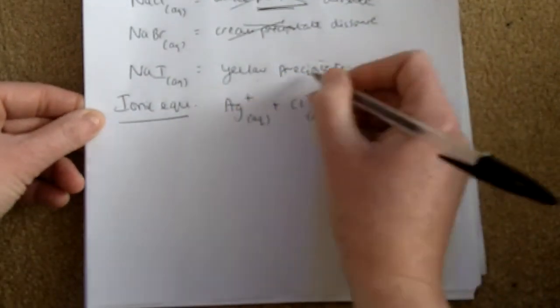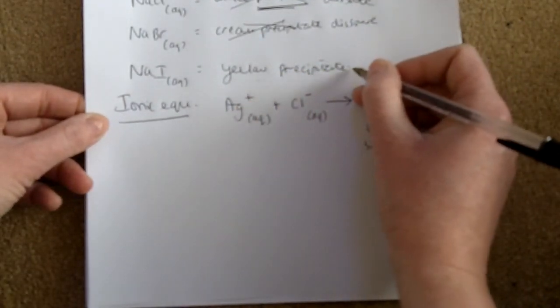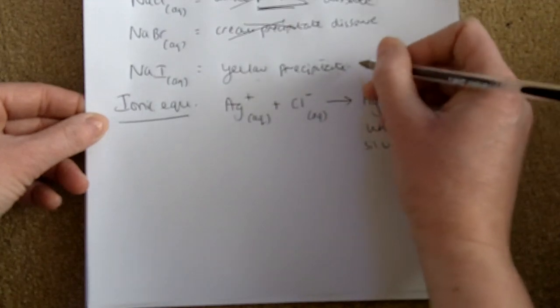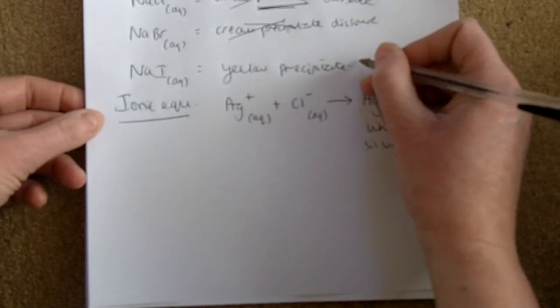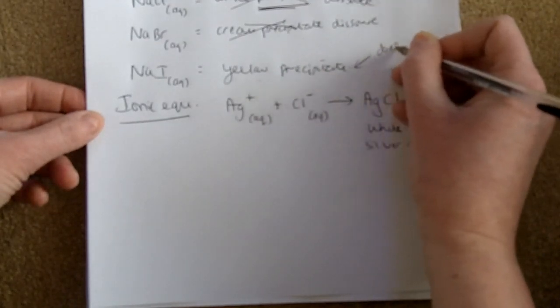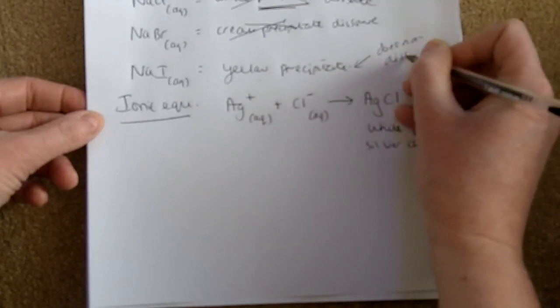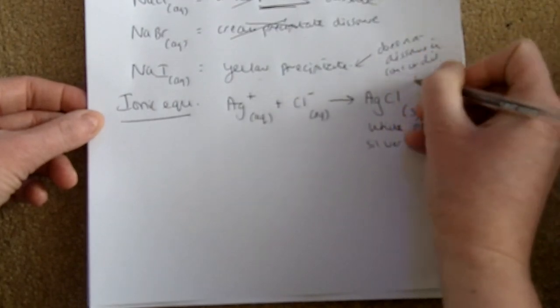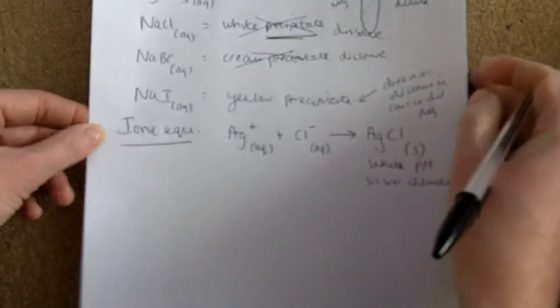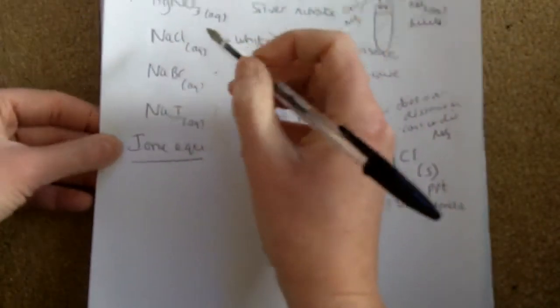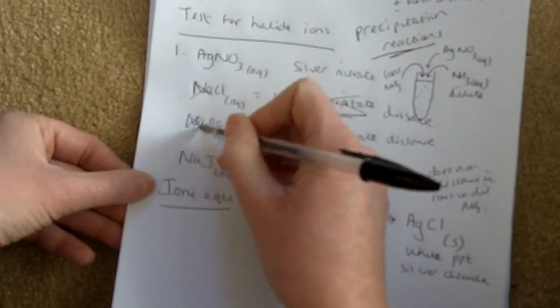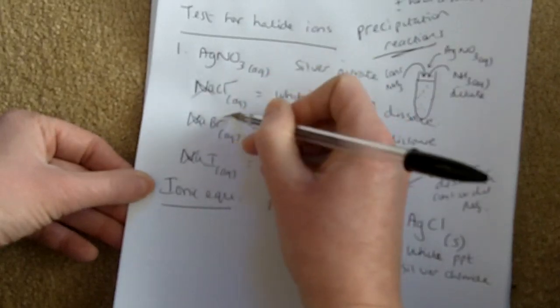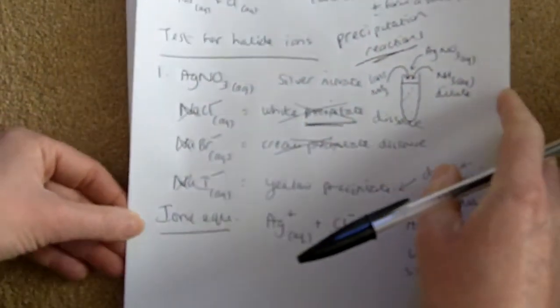The yellow precipitate of silver iodide does not dissolve in concentrated or dilute ammonia. And that's how you know you've got the yellow precipitate. Remember, these are the ions. It's actually not sodium, it's the chloride ion, bromide ion, iodide ion, the halide ions.